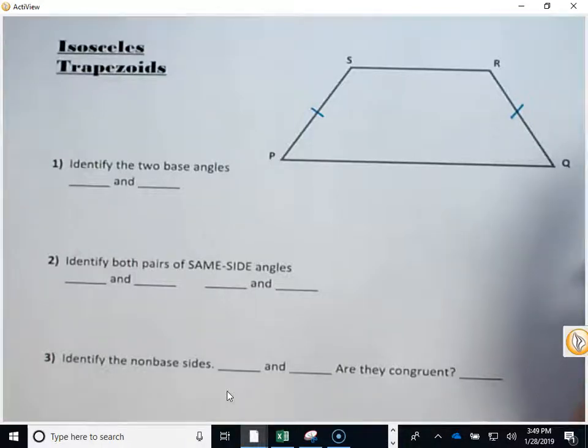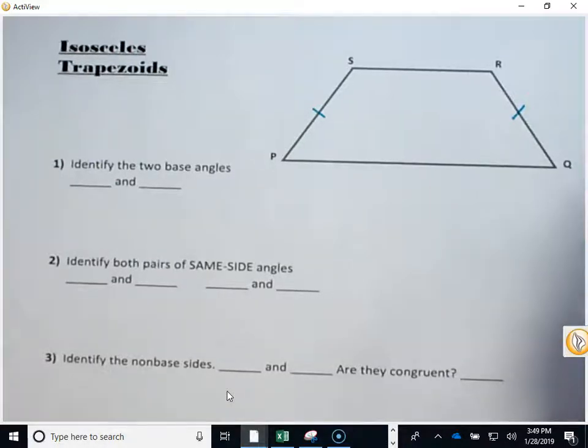So our base angles, take a moment, write all this down, draw your diagram.